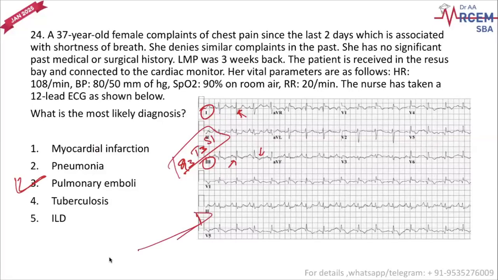So whenever they give an ECG with chest pain, think it might be a PE, especially with pleuritic chest pain. If they are giving it, think of PE. Look for the Q3, T3, S1 pattern.